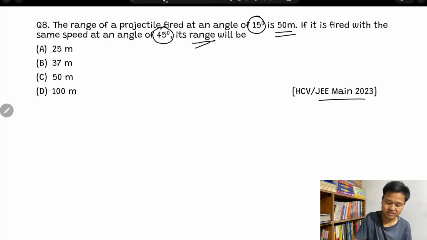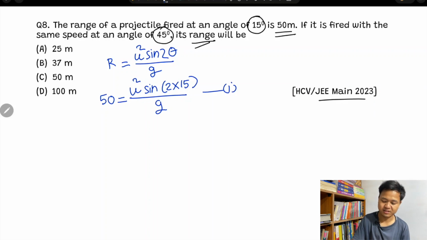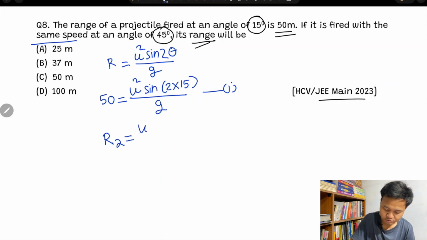For the first case, range 1 equals u square sin 2 theta by g, the general range formula. So the range 50 equals u square into sin 2 into the angle 15, divided by g. Then we fire with the same speed at 45 degrees. Let the range be R2: u square into sin 2 into 45 divided by g.